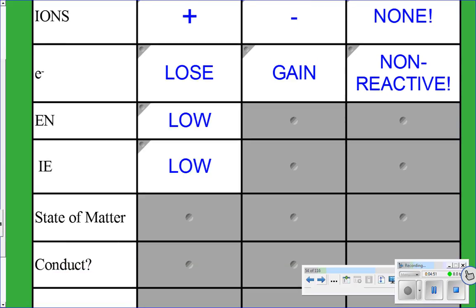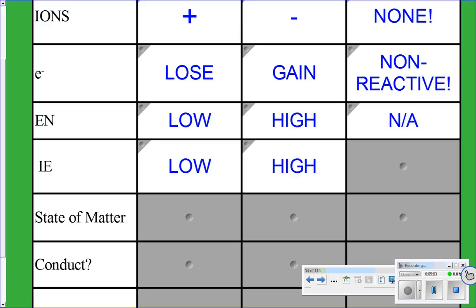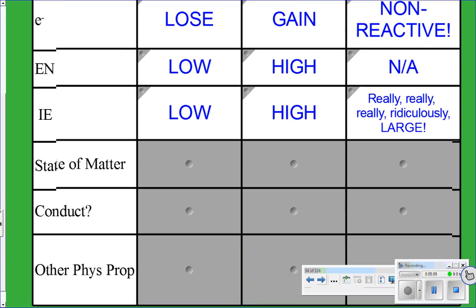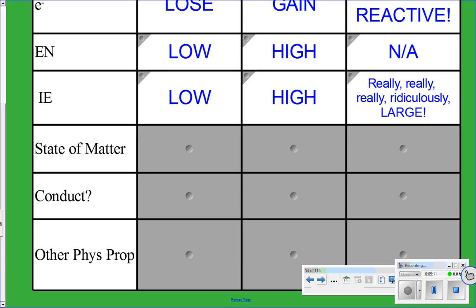Electronegativity and ionization energy are low for the metals. I like to say low left, lose. Metals on the left side, low electronegativity, lose electrons. Nonmetals, on the other hand, are high. There's not a value for electronegativity for the noble gases. They're left off that arbitrary scale. Ionization energy can be measured, and it's really, ridiculously large.